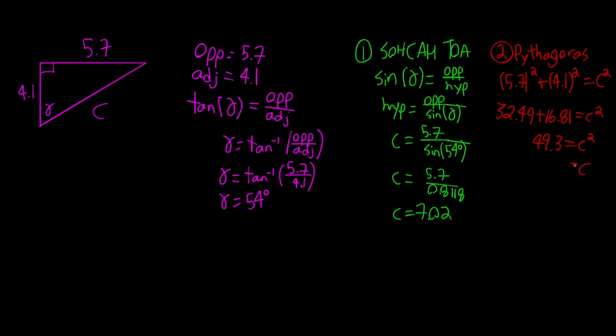Now I'm going to take the square root of both sides, which is going to give me a final answer of 7.02 for C. So you can see here that either way that you choose to solve it is perfectly acceptable and is going to give you the exact same answer.